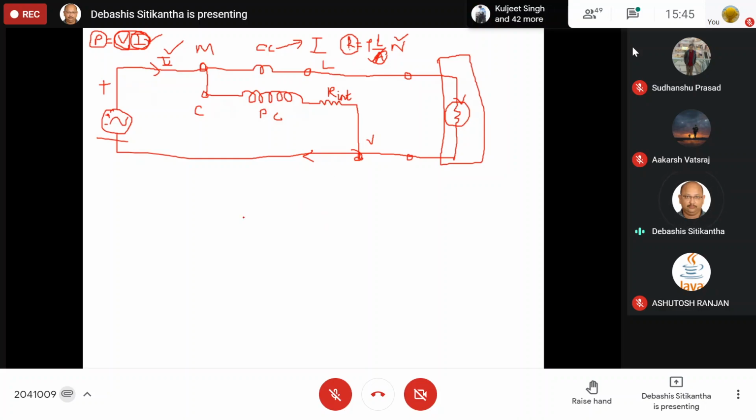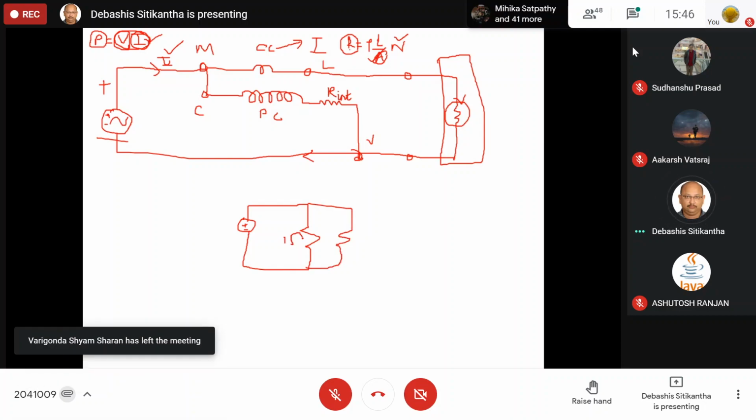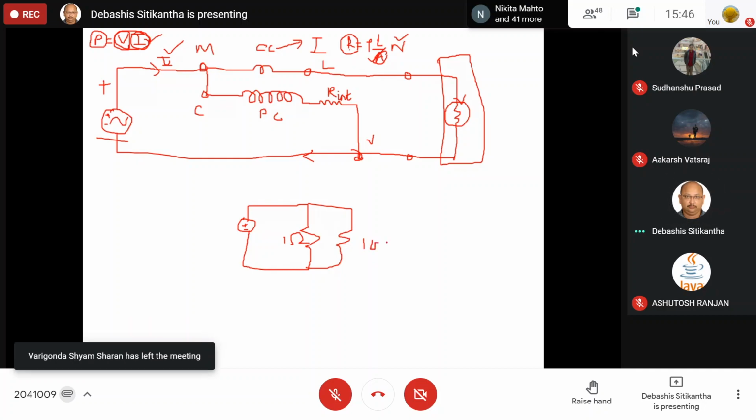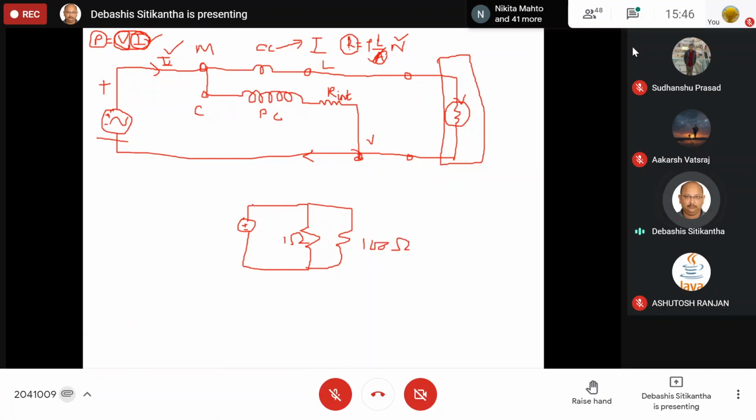Let us see. Suppose there are two parallel paths. This is one parallel path, and this is the other parallel path. Suppose this is 1 ohm and this is, let us say, 100 ohms, for one example. Now, let us say a current I is going to flow. Whenever there is a parallel path, the current splits into the parallel paths. So in this path the current I1 is going to flow, and in the other path the current I2 is going to flow. So I1 plus I2 is equal to I.